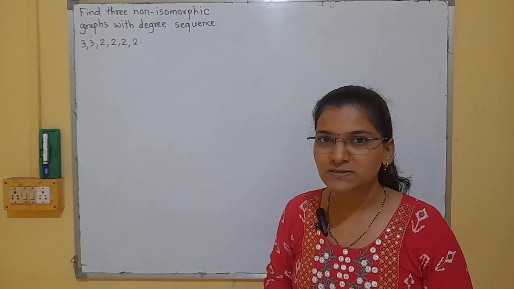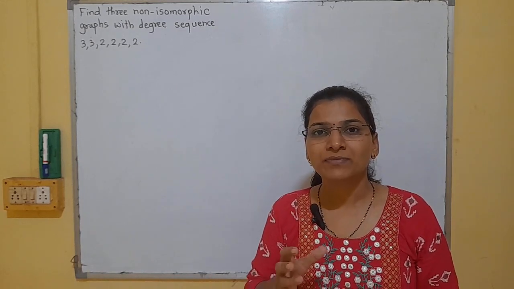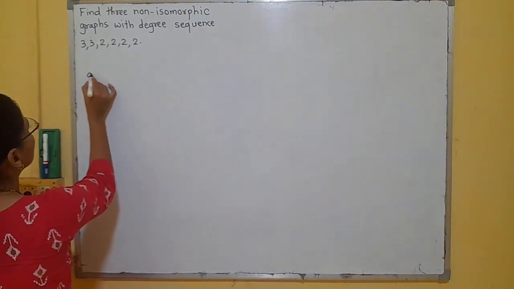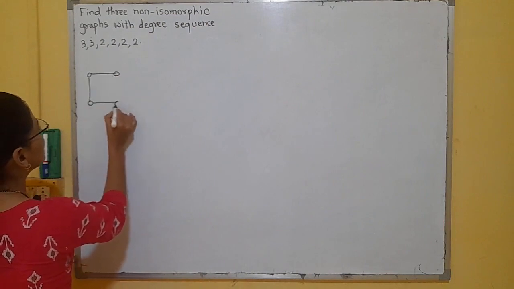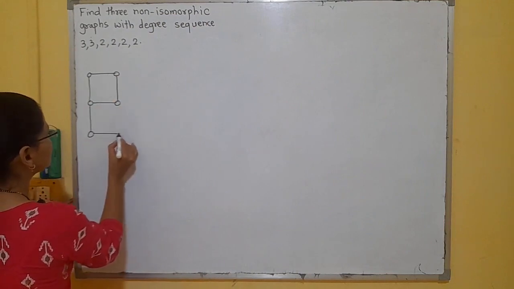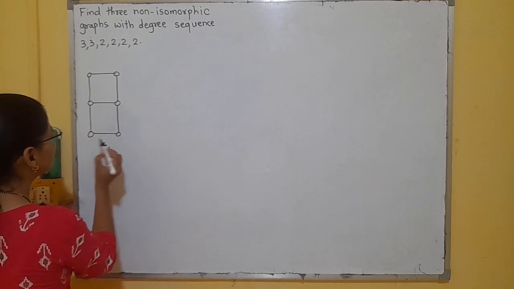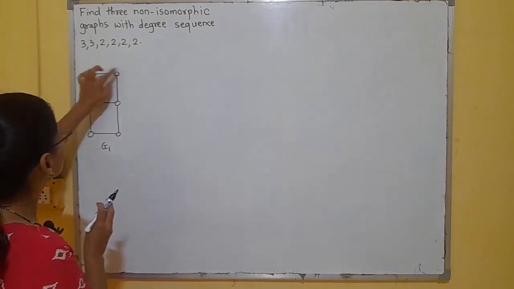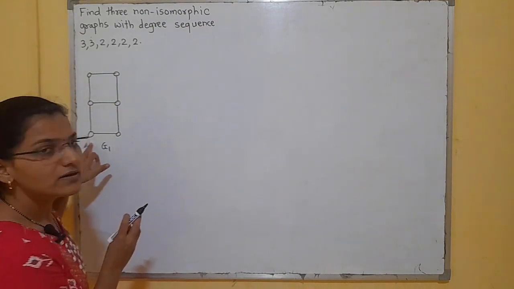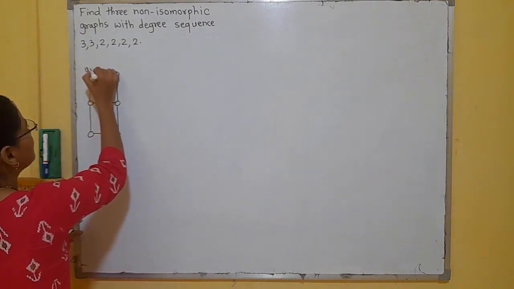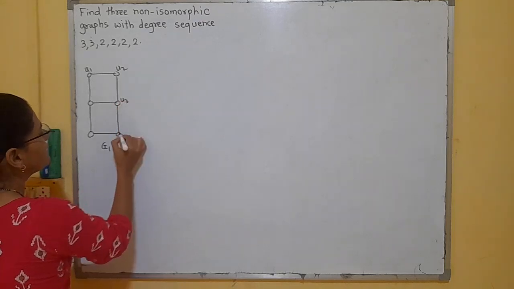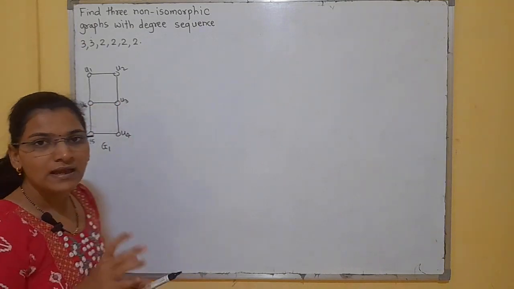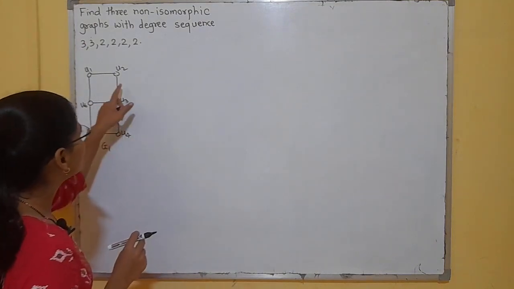First I am drawing three graphs and we will check whether those three graphs are isomorphic or non-isomorphic. So I have drawn here a graph G1. This is graph G1. G1 has this vertex and this vertex. These two vertices have degree 3. These four vertices have degree 2. I am labeling these vertices as U1, U2, U3, U4, U5, U6. Here U3 and U6 have degree 3 and all remaining vertices have degree 2.